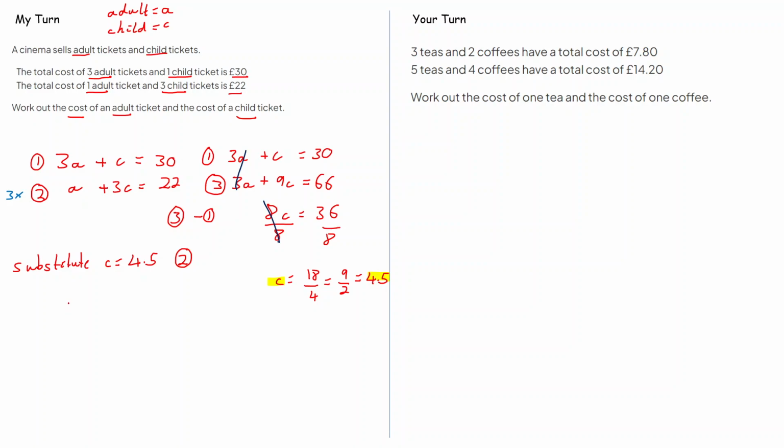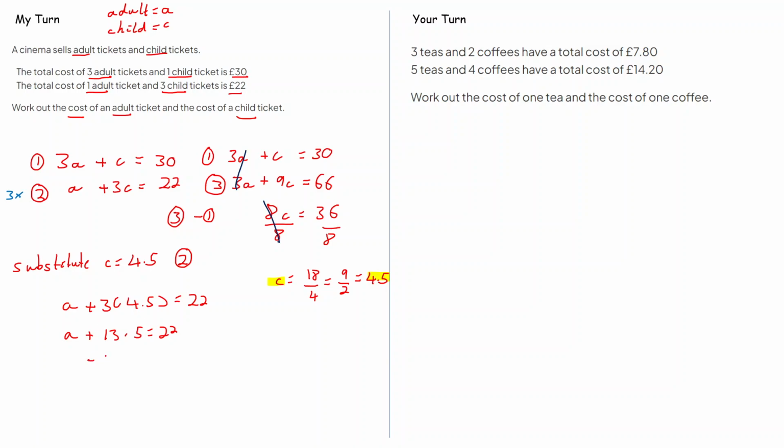So I've got A plus 3 lots of C, where C is equal to 4.5, and that is equal to 22. So A plus 3 times 4.5 is equal to 13.5, and that is equal to 22. So what plus 13.5 is equal to 22? It's going to be 8.5.